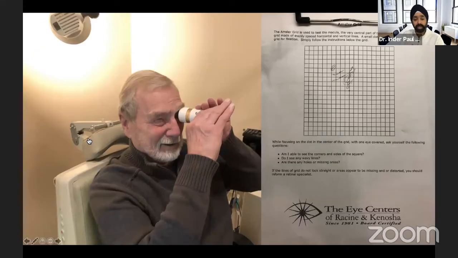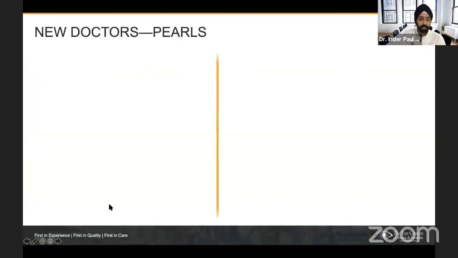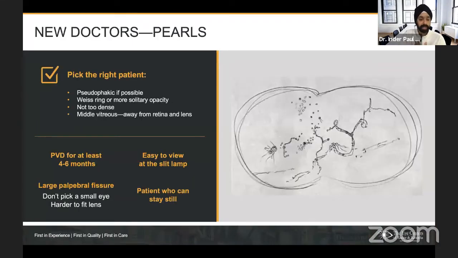Here's an example of something called a floater finder, which is another tool that you can use that allows them, in the office, even when they're dilated, to look through a small pinhole. It has a grid, like an Amsler grid, on the other side, and they can actually draw their floaters for you and where they're located. So it's kind of helpful in some of our patients. But the key is picking the right patient.